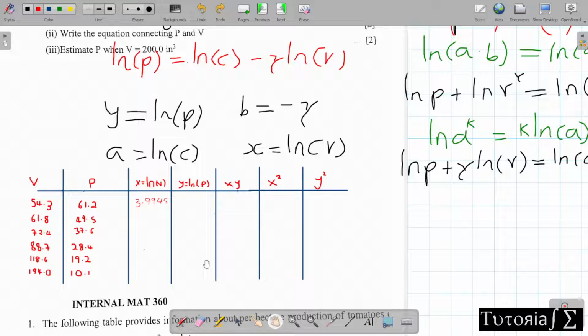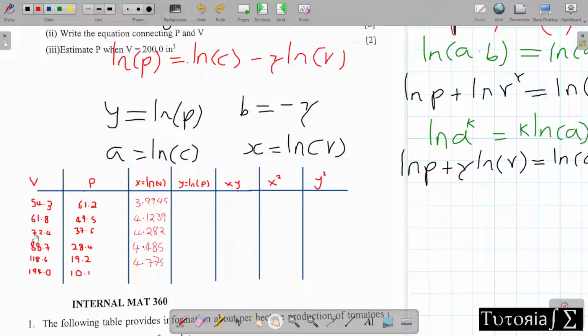Natural log of 61.8 is giving us that. Natural log of 72.4 is giving us that. Natural log of 88.7 is giving us that. Natural log of the next value is giving us that and that.